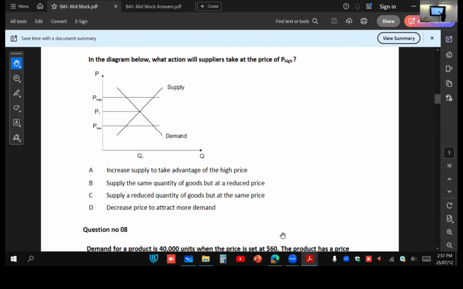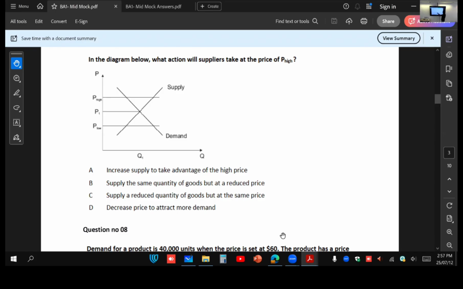Didn't we? Right. In the diagram, what action will suppliers take at the price of P high? P high is here. What will they do? In this position, what has happened? What's the equilibrium price here? Guys, I'm talking to the students. I can see here in the class. So you can respond. What's the equilibrium price? P1.